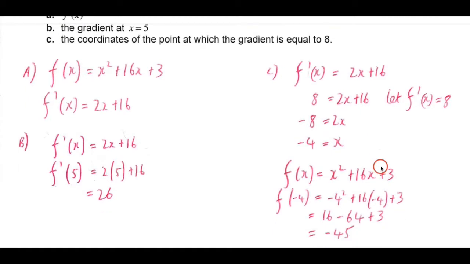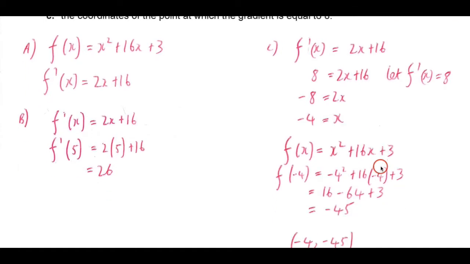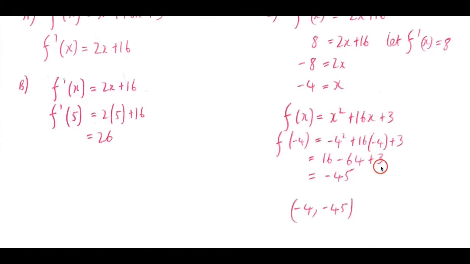I then substitute this found x value into the original function. So here's the original function here, f of x. I substitute negative 4 into it, and I get negative 45 as a result. So the point on f of x where the gradient is equal to 8 is when x is equal to negative 4 and y is equal to negative 45.